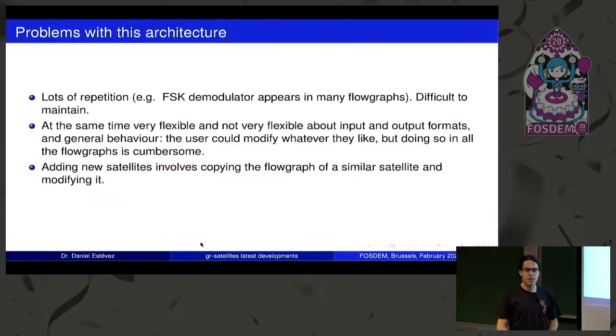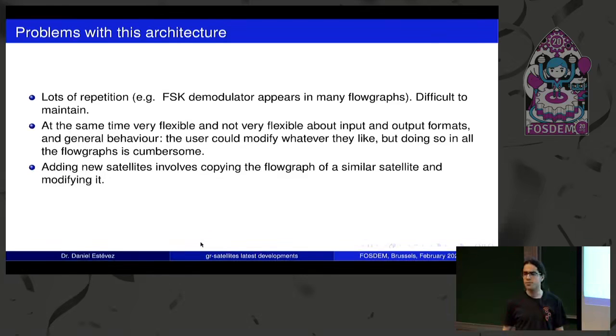So, problems with this kind of approach. There's lots of repetition. As you can imagine, there's an FSK demodulator in many of the different flow graphs. So this is really difficult to maintain. If I want to change a single parameter for FSK demodulation or the kind of algorithm I use, I would have to go into maybe 50 different flow graphs, updating the very same thing in all of them. So that was natural and fine when there were very few flow graphs on satellites, but it has grown a lot, so this doesn't make sense any longer.